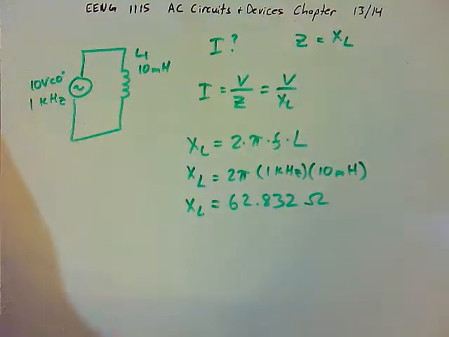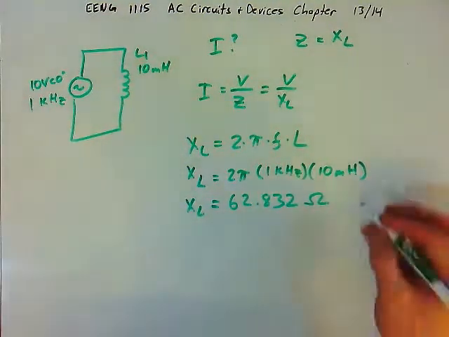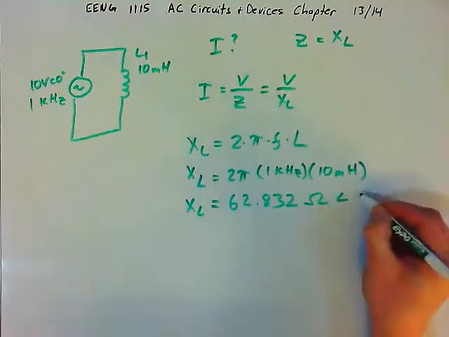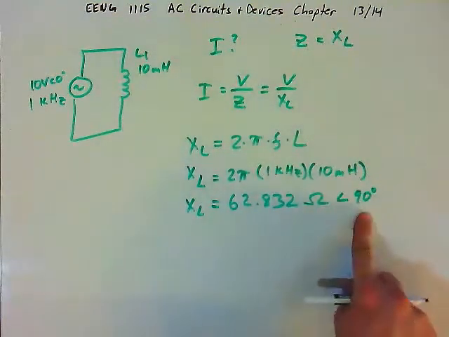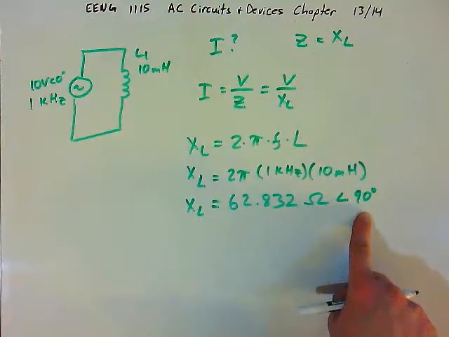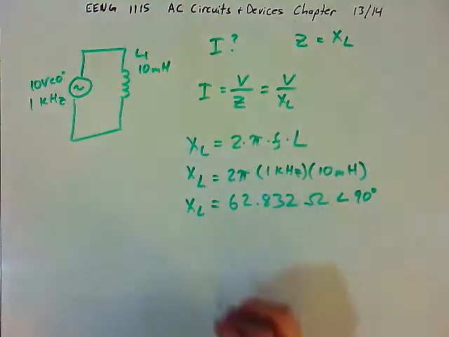Now, the inductive reactance is a vector. The inductive reactance will always be at positive 90 degrees. You don't even have to think about it. It's always going to be at positive 90 degrees. Well, why? Let's find out.